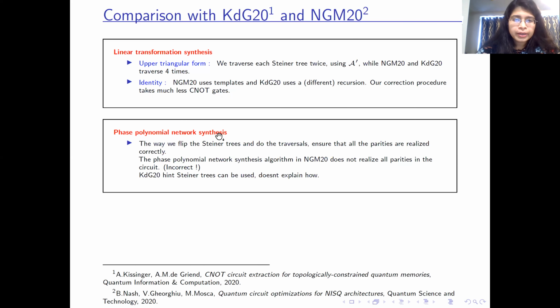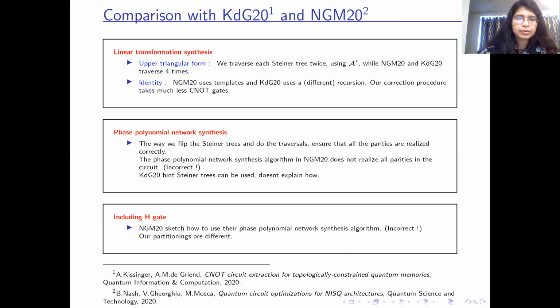Now the phase polynomial network synthesis part. The way we flip the Steiner trees and do the traversals ensures that all the parities are realized correctly. The phase polynomial network synthesis algorithm, as it is described in NGM20, does not realize all parities in the circuit, so it is not correct. KDG20 hint that Steiner trees can be used, but they do not explain how.